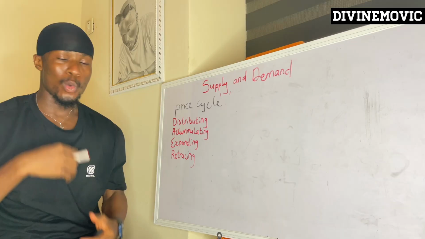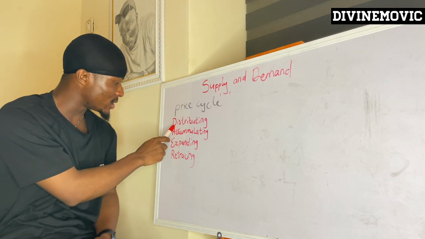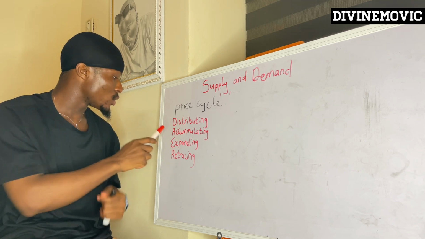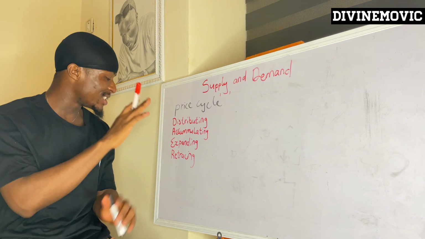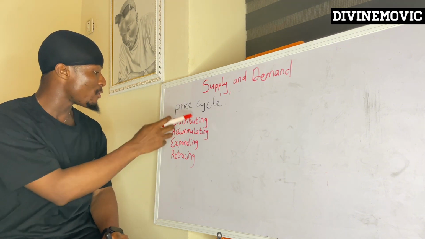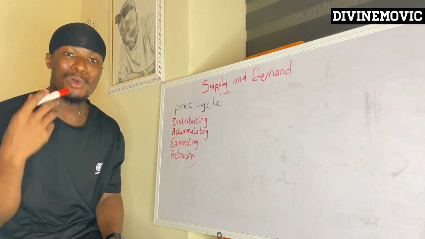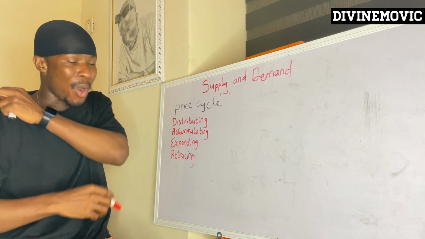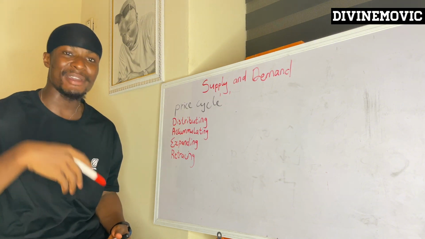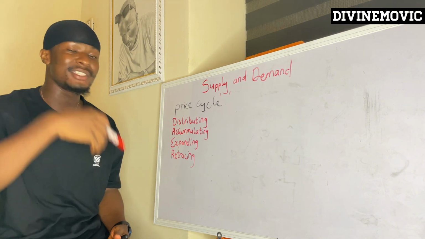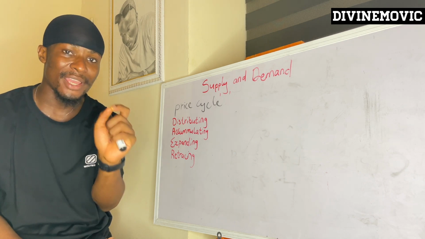So what this means is that whenever you open the market or whenever you come to the market, price is distributing, price is accumulating, or price is expanding, or price is retreating. So these are basically the four phases that you have to see the market in, or the four cycles that we have in the forex market. We're going to be looking at these phases one by one, and how each phase gives birth to the next phase in the cycle, because it's what is called the price cycle.